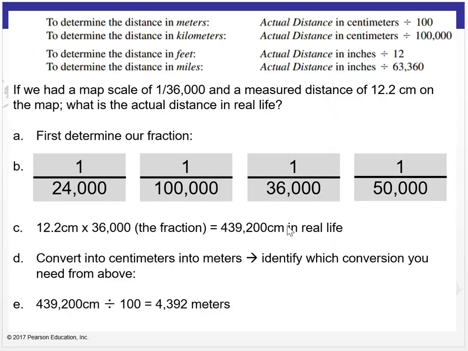Again, that doesn't mean much to us, so we need to be able to convert that. So for this case, you are going to be asked to convert it into meters. Thankfully, we can do this. So we're going to take our 439,200 centimeters, divide it by 100, and that is going to leave us with 4,392 meters. Again, you could divide that further if you wanted to put it into kilometers. But again, these are the steps in order to calculate, and that is more or less what exercise 4 is going to ask you to do.